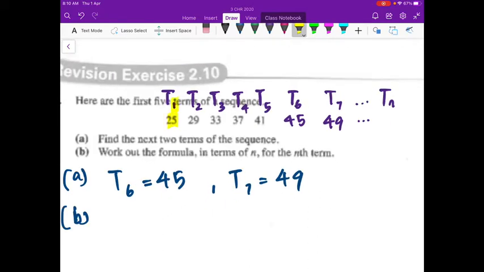There is a relationship. How do I go from 1 to 25? How do I go from 2 to 29? 3, what do I do with 3 so that the answer is 33? What do I do with 4 so that the answer is 37, so on and so forth? What do I do with 7 so that the answer is 49? And finally, what do I do with n such that the answer is blank? This is what I want to find. Okay, so it's like a puzzle.